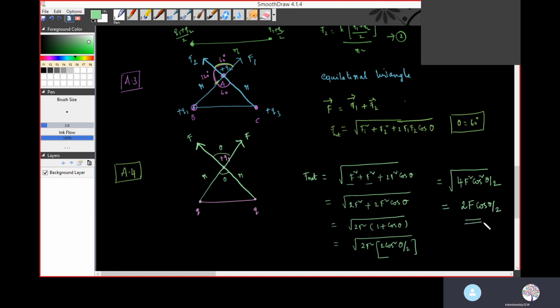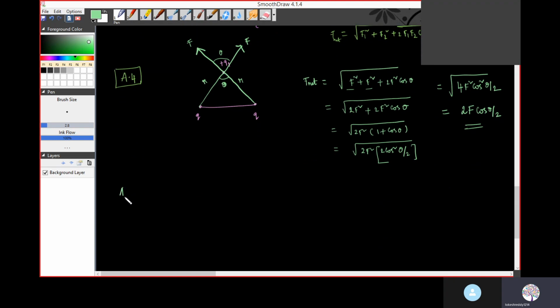So this is used as a shortcut. If the forces are equal, then I'm going to write 2F cos theta by 2 directly, where theta is the angle. So if it is equilateral, I'm going to substitute 60 by 2, that is 30.